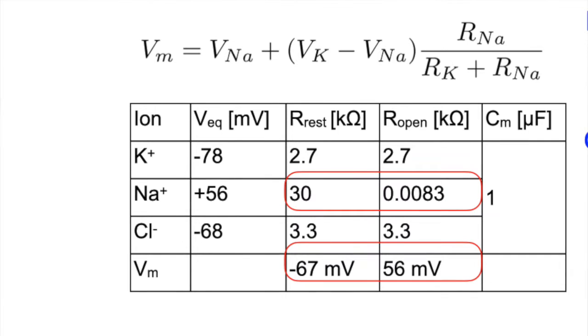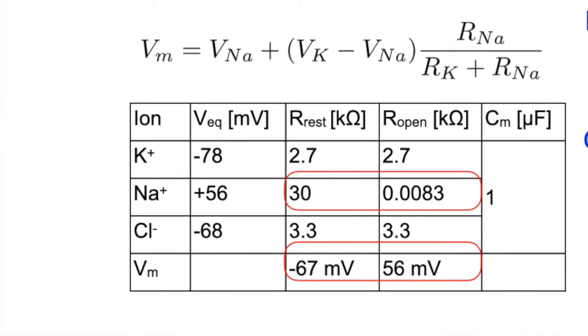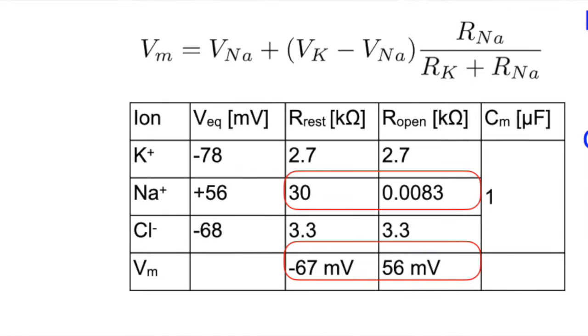and then the resistance when the channel opens. And you see how dramatically it drops. This is enormous. This is orders of magnitude. A drop down to 0.0083 kilo ohms, or I guess 8.3 ohms. A tiny resistance compared to the 30 kilo ohms we had before. So, and this is very realistic. These are realistic numbers. So now we say, okay, what's the effect of that change going to be?